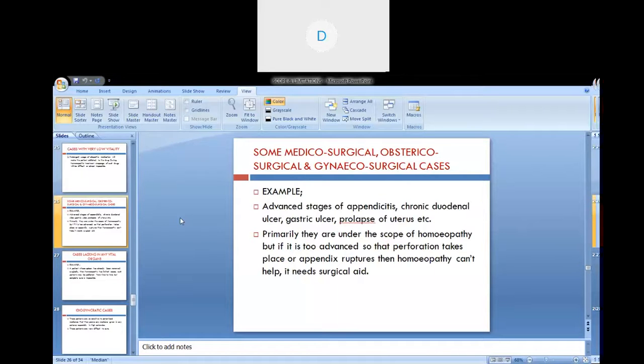Primarily, they are under the scope of homeopathy, but if it is too advanced, so that perforation takes place or the appendix ruptures, then homeopathy can't help, it needs surgical aid. So, yeah, now you can go to the next one.